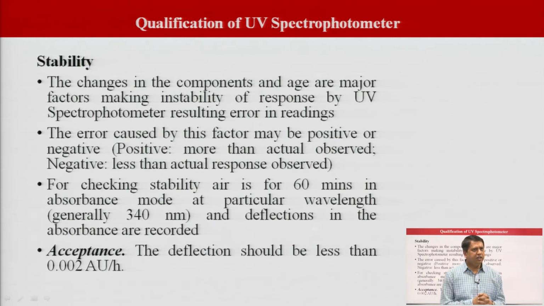Now, for checking the stability, the air is again scanned for 60 minutes in the absorbance mode at a particular wavelength, generally 340 nanometer, and deflections in the absorbances are recorded. In this case also the acceptance criteria is that the deflections should be less than 0.002 AU per hour. So, this is the acceptance criteria for stability.